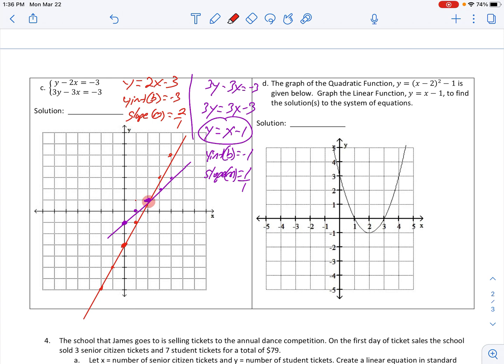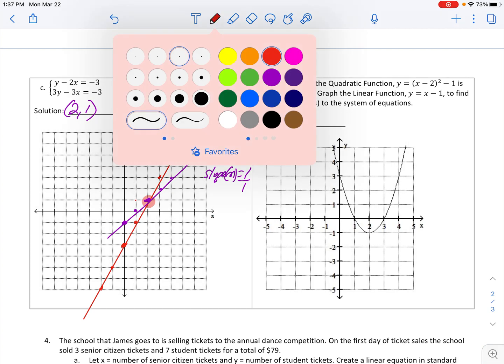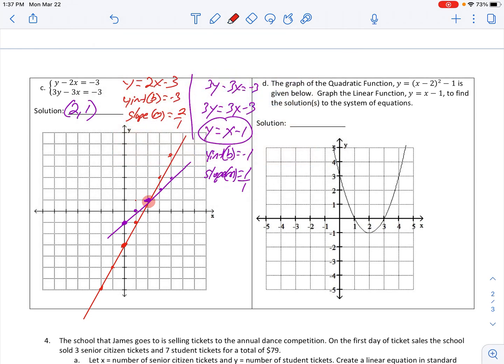And where those two lines meet is my solution. So my solution is located at 2, 1. Okay? On letter D, they give us a completely different graph that we've seen before. This is our quadratic graph. It's our U-shaped graph. It's a parabola.